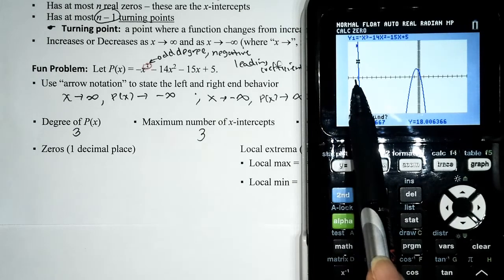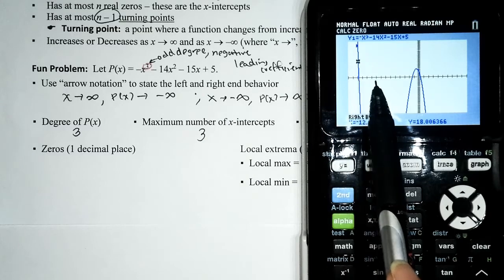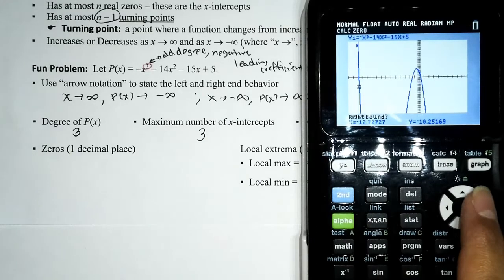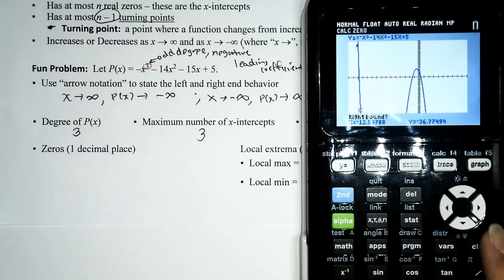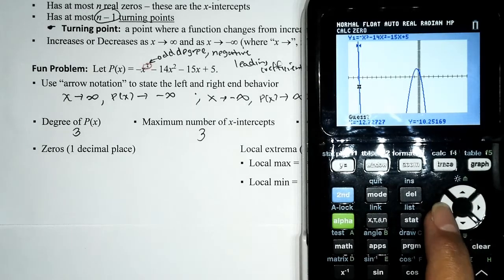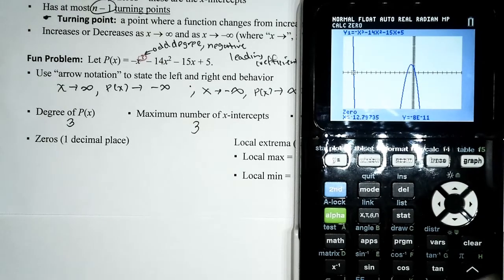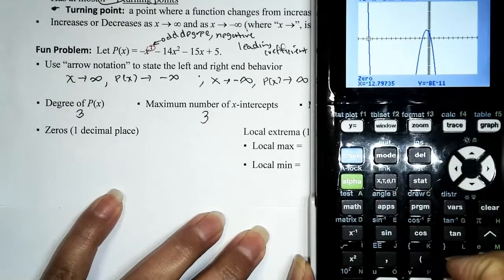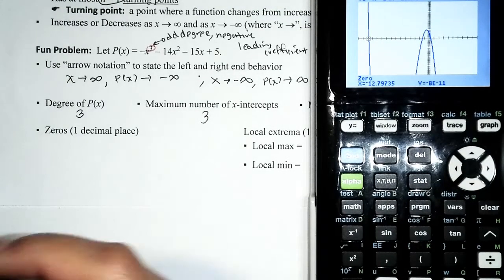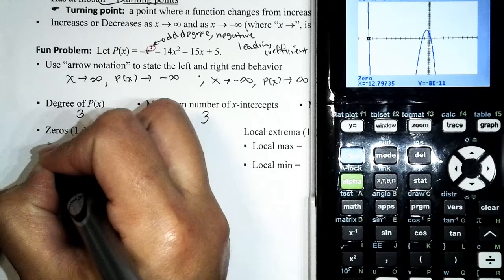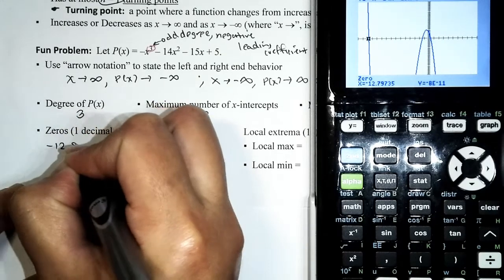So the 0 is right here. We want to put the cursor anywhere to the right. Okay, how right or how left? You know what? That's really a personal choice. Okay, guess. You could guess right there, or you can move it. Whatever. I guess I'll stay right there. And to 1 decimal place, the 0 is given by negative 12.8, I believe. Okay, so the zeros are negative 12.8.